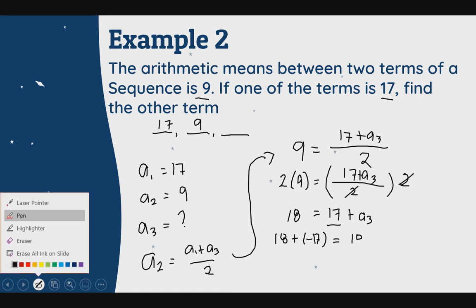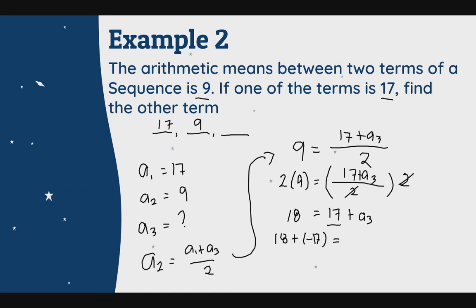This should be a sub 3 plus 17 plus negative 17. So we all know that 17 added by its additive inverse is 0. What will remain is a sub 3, and 18 plus negative 17 is 1. So therefore, the last term, or the a sub 3, is 1.